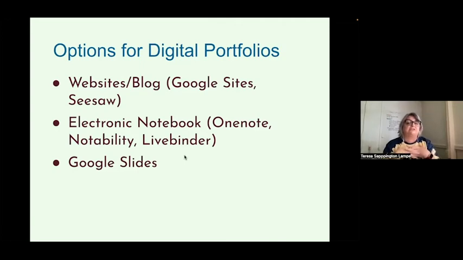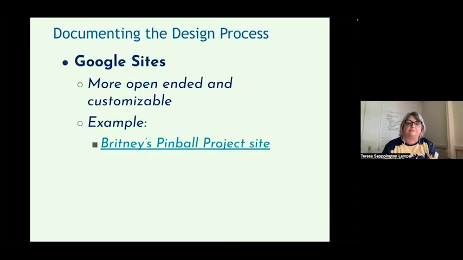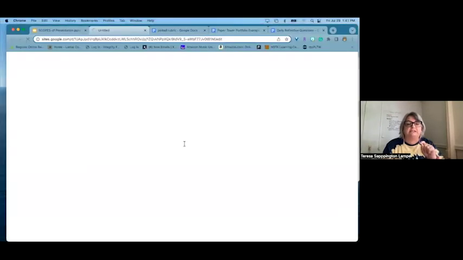Electronic notebooks, I use OneNote as my basic portfolio, my personal portfolio of information. Notability and LiveBinder are others. For students, I use Google Slides. After years of trying to figure out what works best, that's what I've landed on. Anyway, I want to show at least a couple examples.